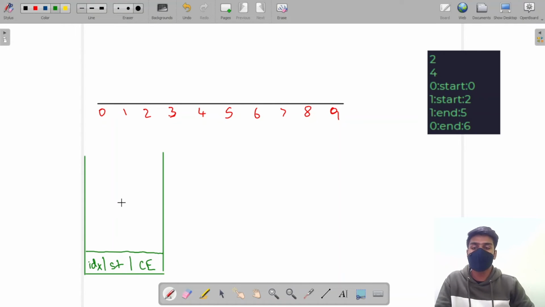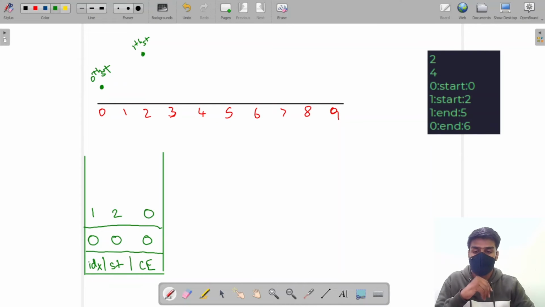Right. So now I will start from 0. My 0 is started from 0. So I will input this: the index is 0, the starting point is 0, and the child is also 0. Now we go to the second level. 1 is started from 2. So I will write index 1, starting point 2, and child execution is 0.